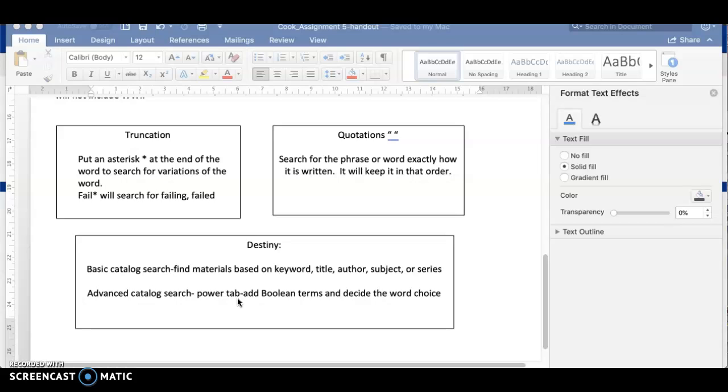Destiny is one of the databases that we're going to use. There is a basic search where you can find materials based on keyword, author, subject, or series. And then there's also an advanced catalog search, and that one's under the Power tab, and we're going to go over this together. That one allows you to add the Boolean terms and decide the word choice. So, what is a database? Does anybody know what a database is?